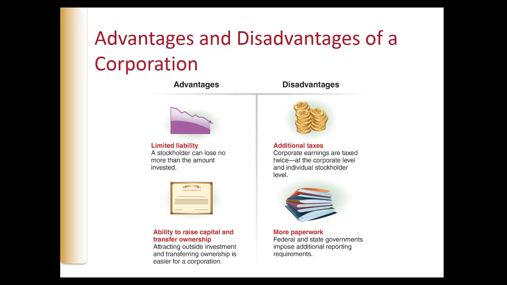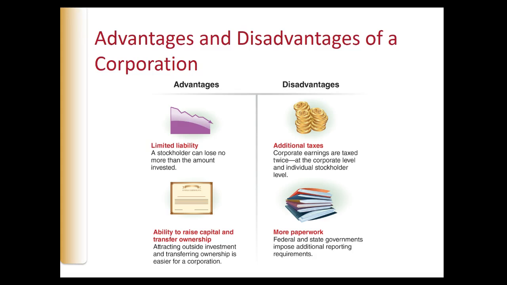Now, this slide summarizes the advantages and disadvantages of a corporation compared to a sole proprietorship or a partnership. The biggest advantage for a corporation is called limited liability. Limited liability guarantees that stockholders in a corporation can lose no more than the amount they invested in the company, even in the event of bankruptcy. In contrast, owners in a sole proprietorship or partnership can be held personally liable for debts the company has incurred above and beyond any investments they've made.